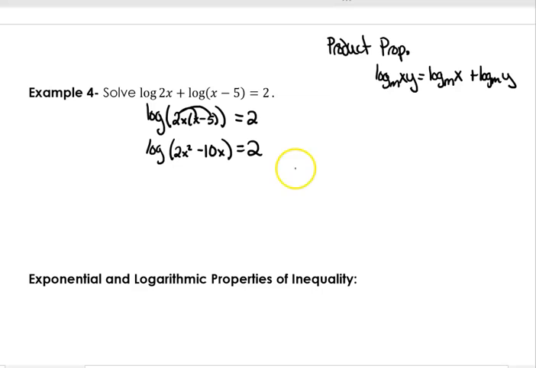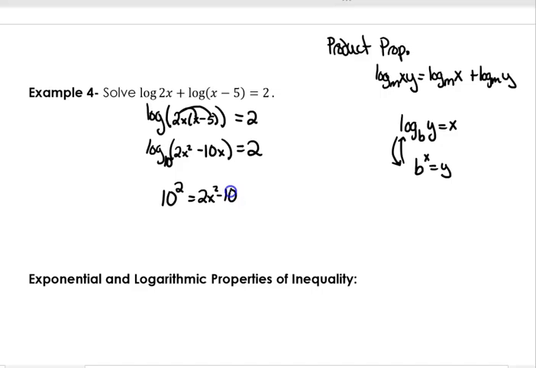To solve a log, we need to rewrite it as an exponential. Since this one has no base written, it's a common log, meaning it has a base of 10. Going back to the beginning of this chapter, you don't have to write this, I'm just showing you: a log can be rewritten as an exponential and they can go back and forth. Remember b to the x equals y. So 10 to the power of 2 equals what was in the log, 2x squared minus 10x.